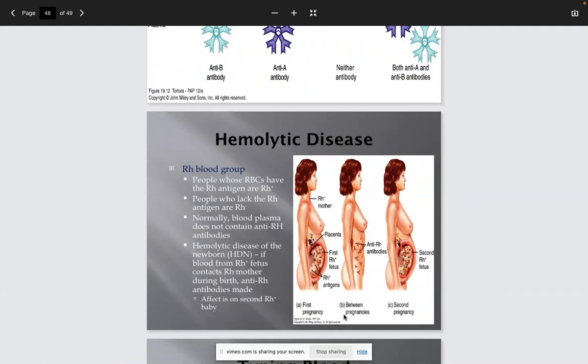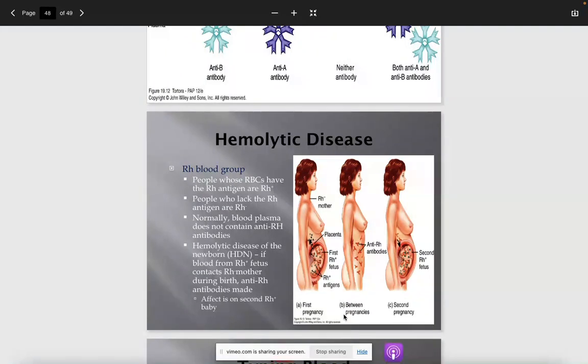This is talking about the Rh group. The Rh group is just the presence of the D antigen. So if you have the presence of the Rh group, you're Rh positive. If you have absence of the Rh group, you're Rh negative. So if I'm A positive, that means I have antigen A and the Rh antigen present on my blood, right?